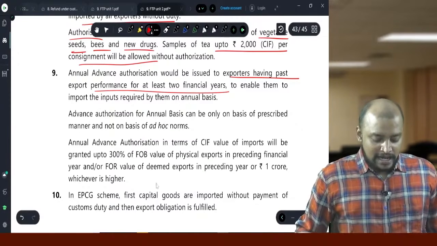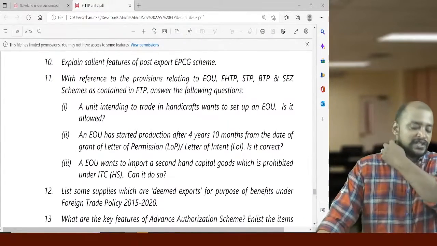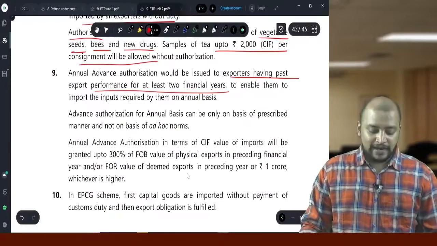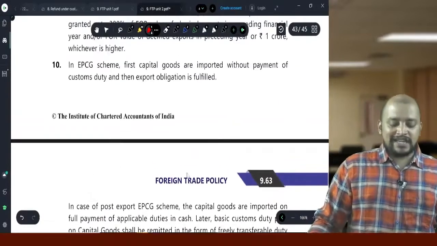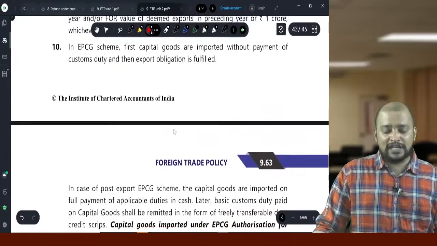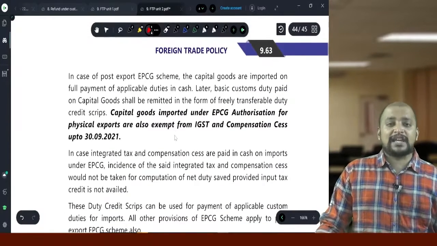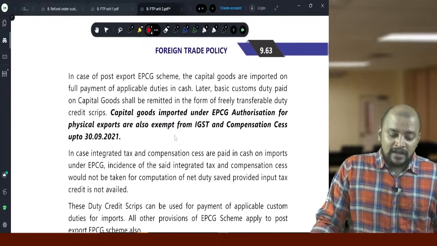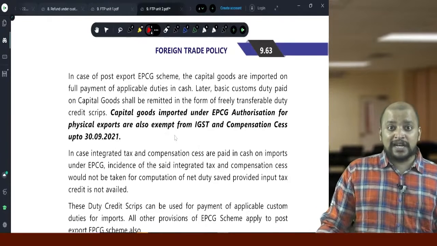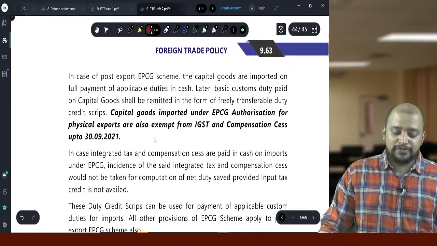Okay. And then question number 10, explain salient features of the post-export EPCG scheme. So in the EPCG scheme, first capital goods are imported without payment of customs duty and then export obligation is fulfilled. In case of post-export EPCG, what will happen? The capital goods will be imported on payment of customs duty, and thereafter upon export, they will get the refund of customs duty paid.